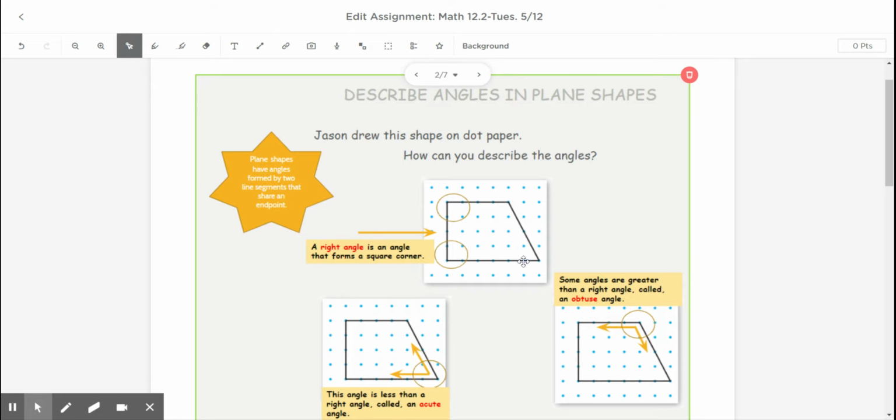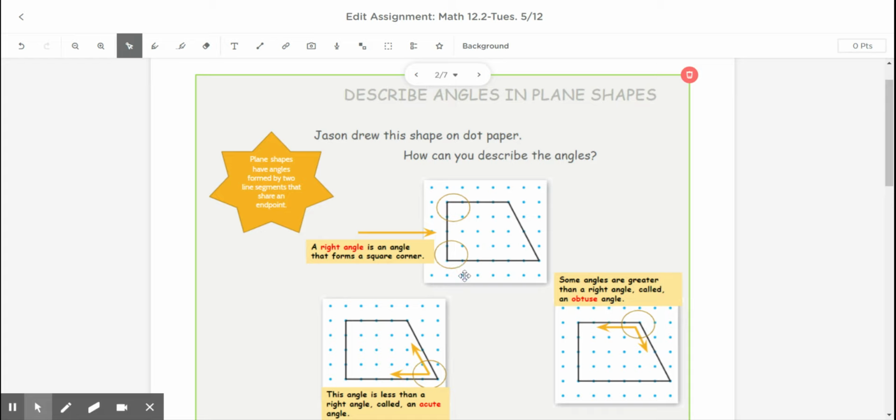So if we look at this shape here, we can see two circled angles. Each of those circled angles are what we call right angles. A right angle is an angle that forms a square corner. So it makes part of a square in that corner.